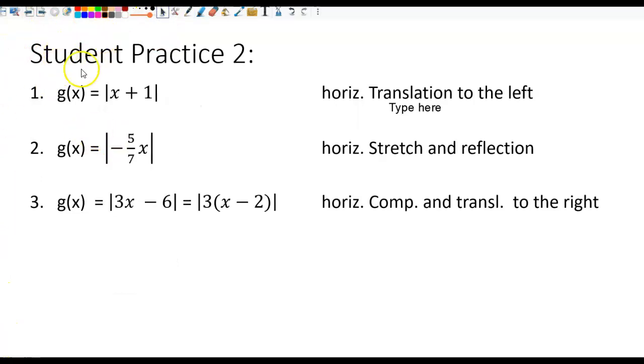All right. So here's the equation for number 1. And that is a horizontal translation to the left because you're adding a number. Here's the equation for number 2. Now there's 2 transformations there.